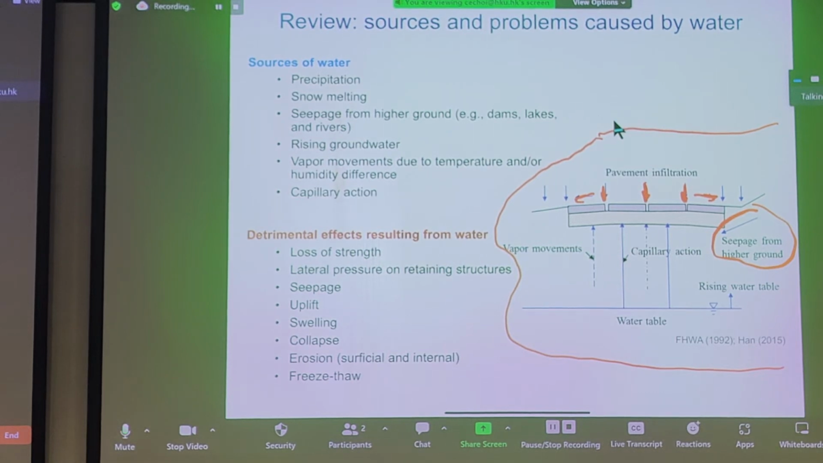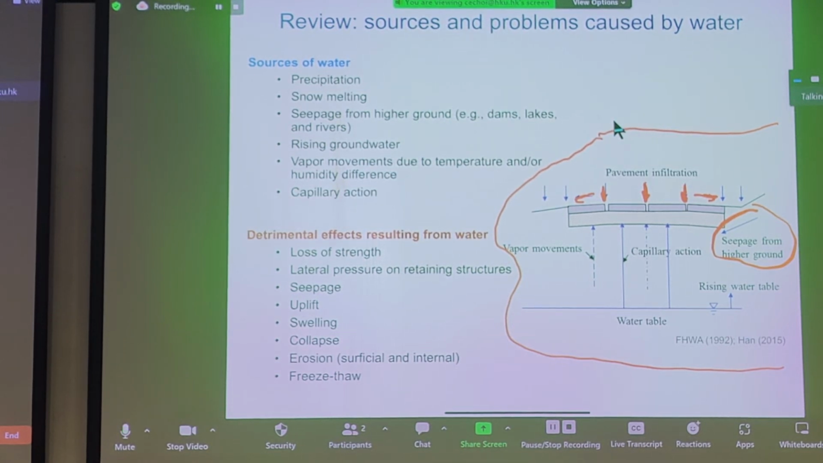What does that mean? Well, we know that if you reduce the water content in the soil, it can become desaturated, and then you have matrix suction. And the more water content you remove, the higher matrix suction you get, which is sort of good for your soil. But matrix suction is transient, right? When it rains, you lose it again. So we often don't consider it in routine design. So that's what we mean by vapor movements and capillary action.